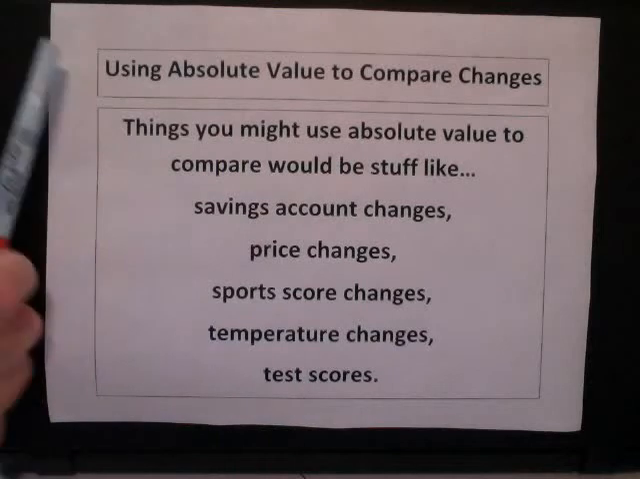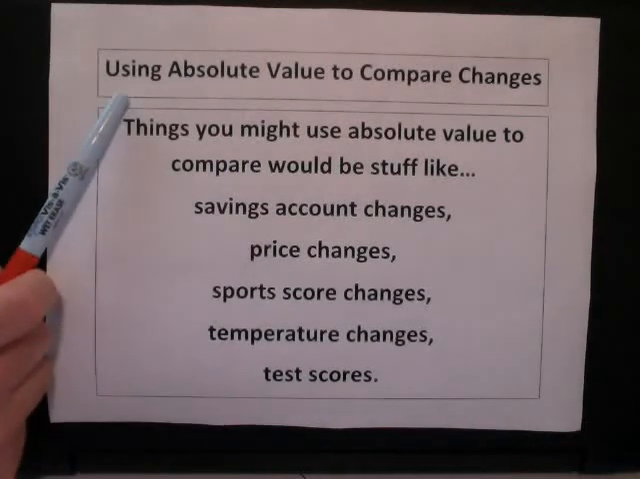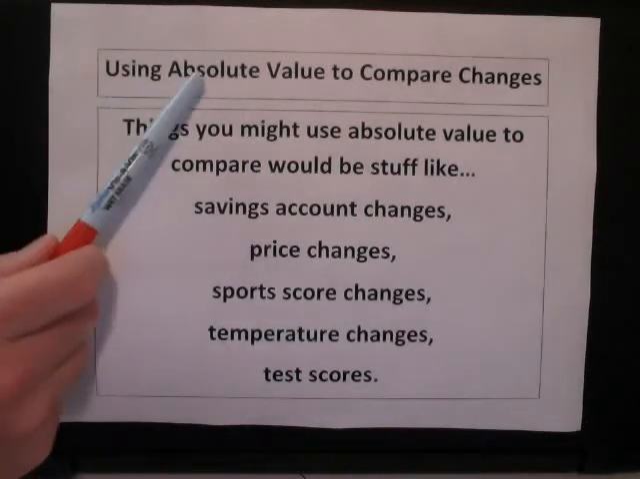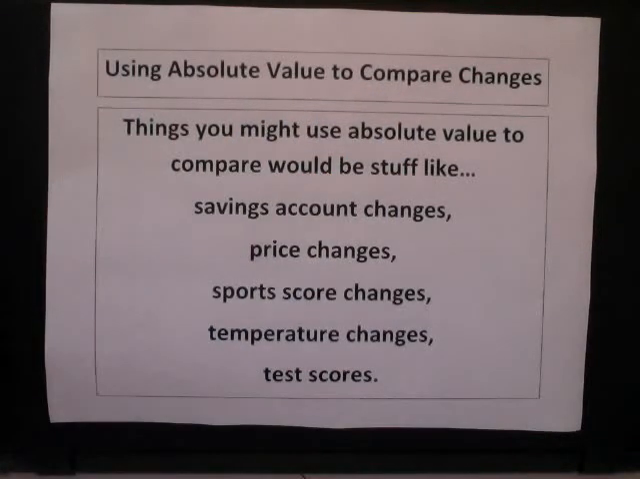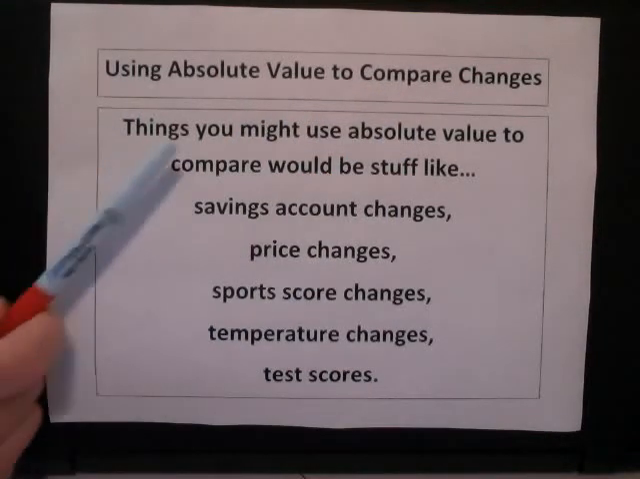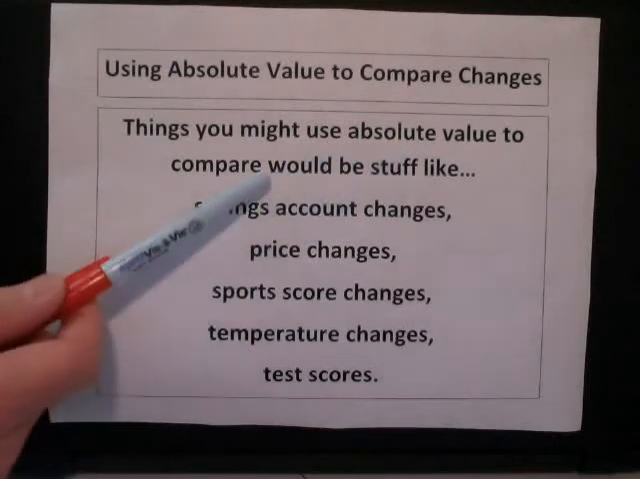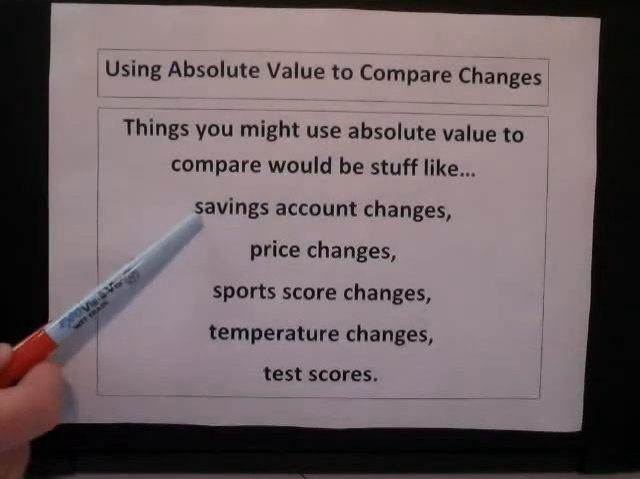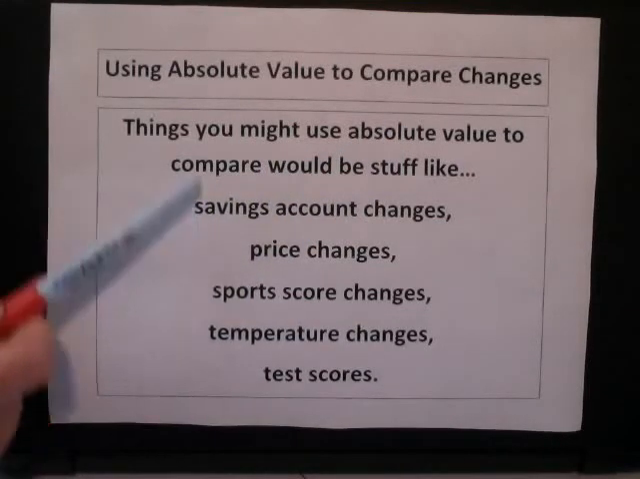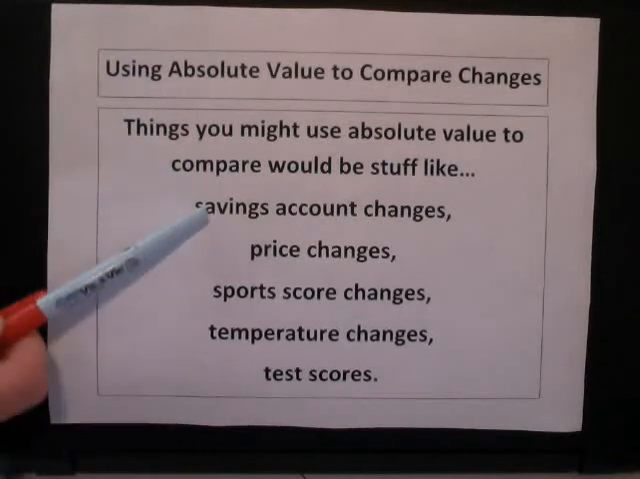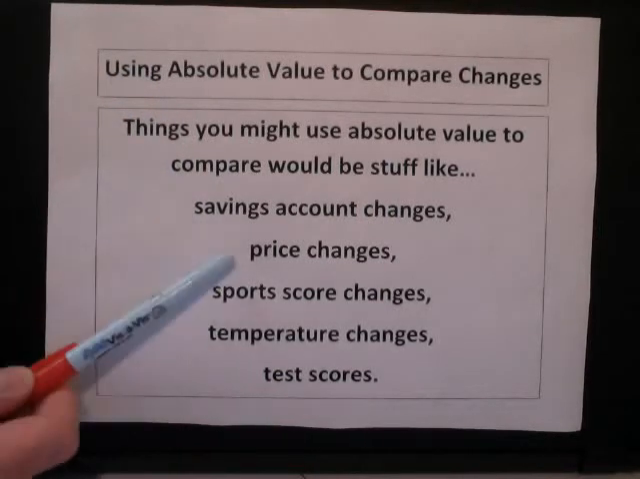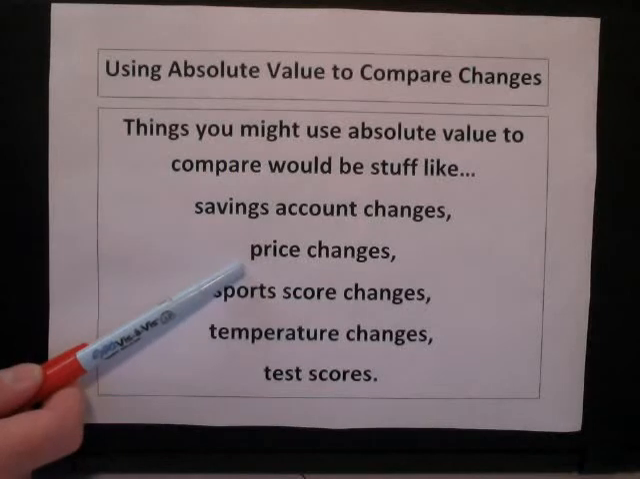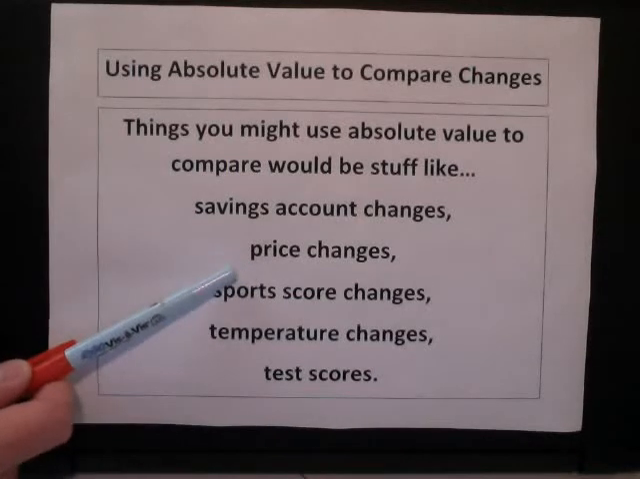Alright, in this video today, kids, what we're going to do is talk about using absolute value to compare changes. Some of the things that you might use absolute value to compare would be savings account changes. They will go up and down in terms of how you save. Some months you save a lot, sometimes you save a little. Price changes. Sometimes changes will go up and down.